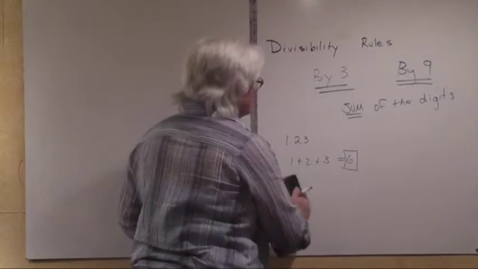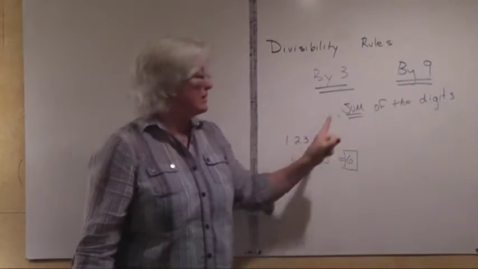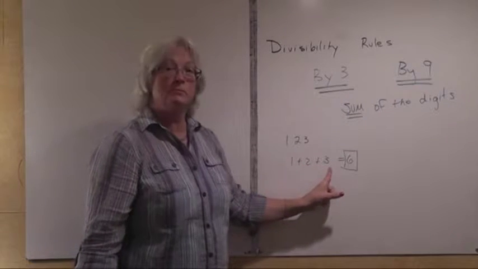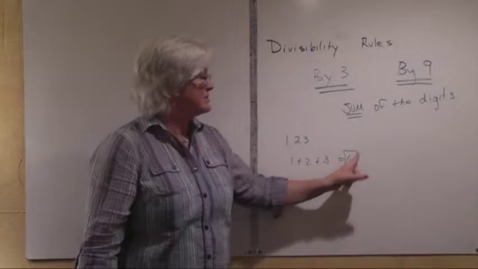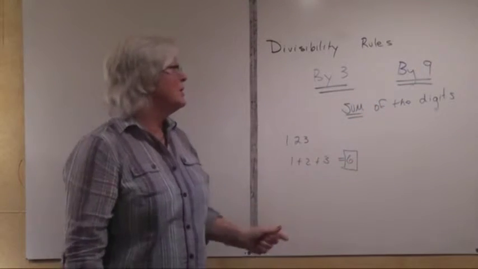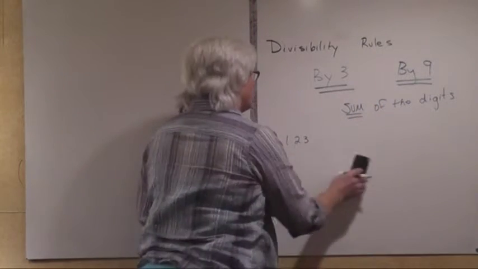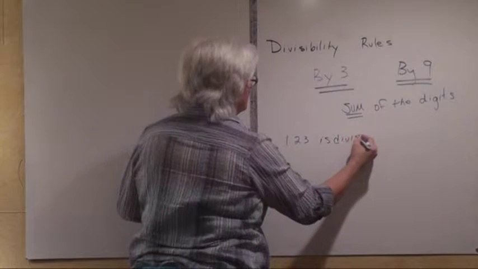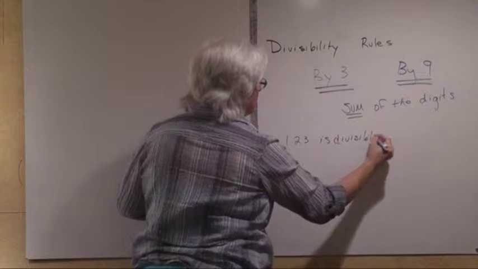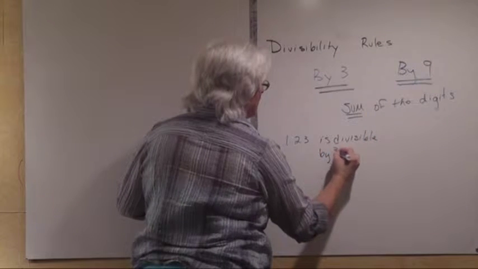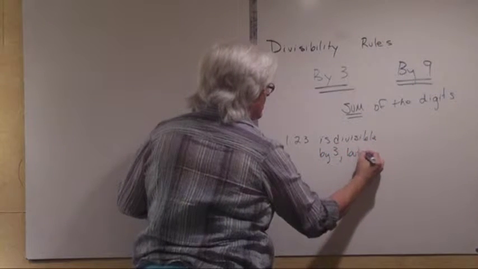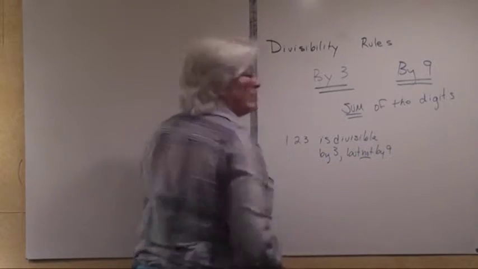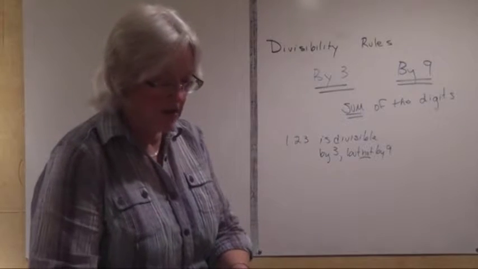Same thing for 9. We're still going to take all of these digits and we're going to add them up. Can you divide 6 by 9? No. So 123 is divisible by 3, but not by 9. Now let's see if this is really the case.